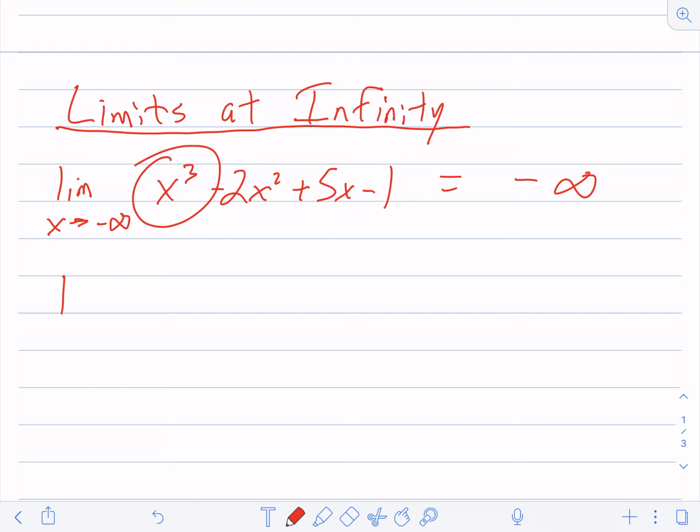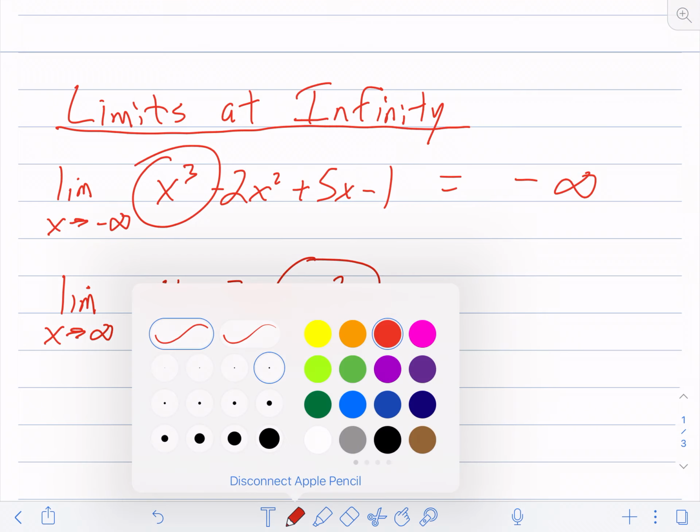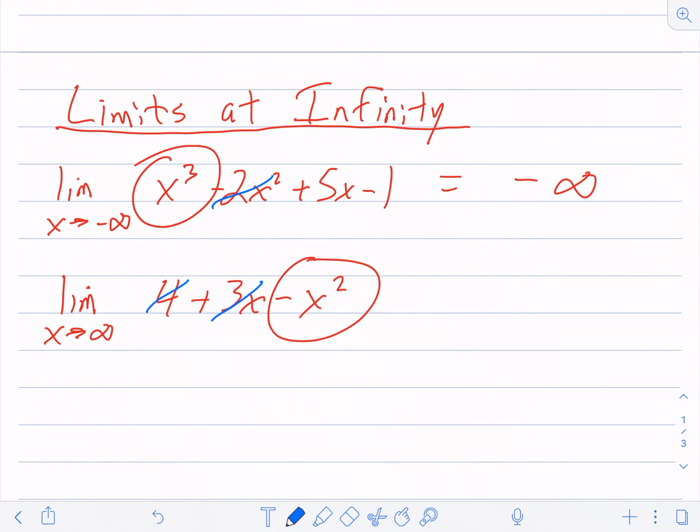What about this one? What about the limit as x approaches infinity of this function: 4 plus 3x minus x squared. Be careful. What's the term with my largest exponent? The term with my largest exponent is this negative x squared, right? So I'm not going to worry about these other terms. Just like I didn't worry about these up here, I'm just going to look at the negative x squared term.